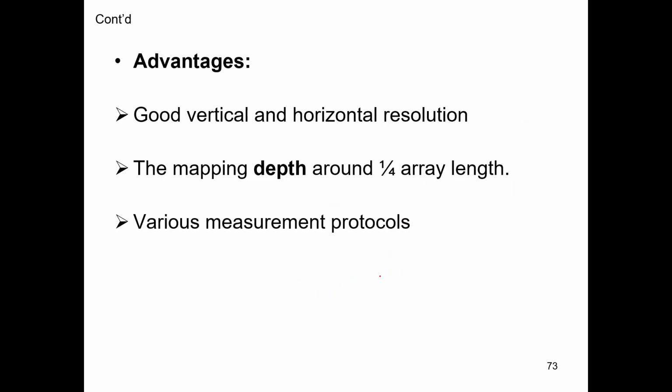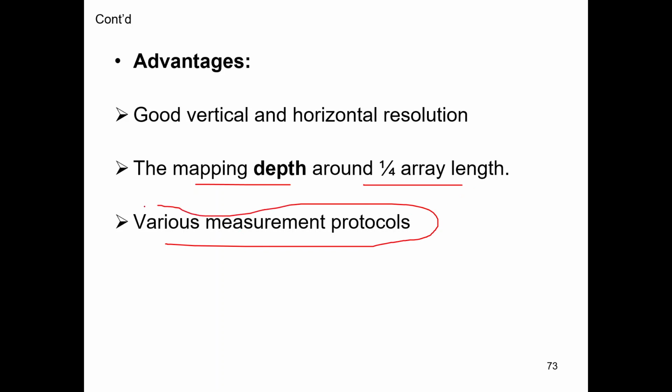So the advantages are good vertical and horizontal resolution, and mapping depth up to a quarter of the array length, and then the various measurement protocols. We have various measurement protocols, but I'm not discussing them here. Just to name them: gradient, we have Schlumberger, we have Wenner, we have pole-dipole. So these are common protocols that we are using in the field. There is detail on the protocols, but I'm not discussing it here.